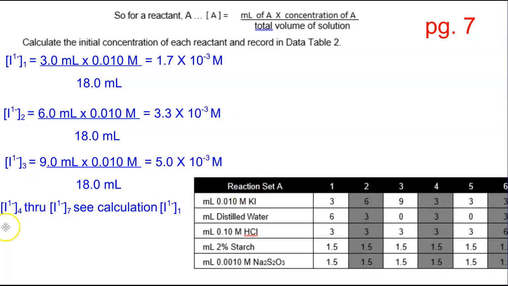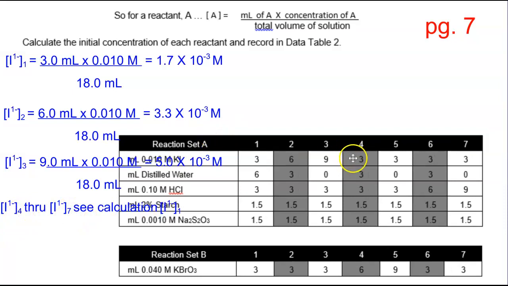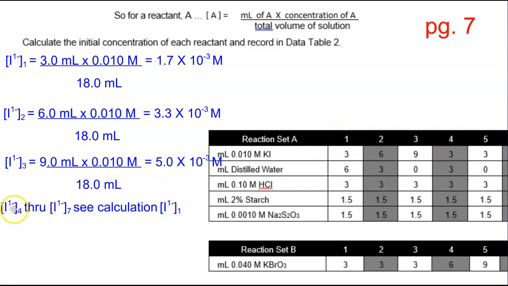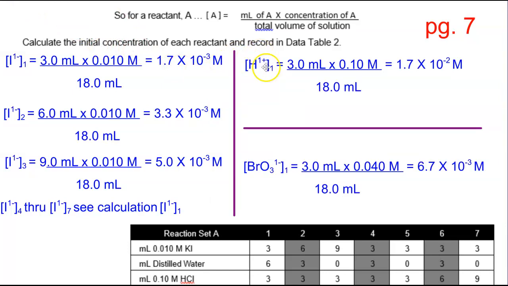And then this part here says experiments 4 through 7. If you look at experiments 4 through 7, they're the same volume as experiment 1, so we're not going to repeat the same process. We're just going to refer to the fact that for iodine experiments 4 through 7, see this calculation that would be the same that we did in experiment 1. You will do the same thing then, going through a similar calculation for HI.